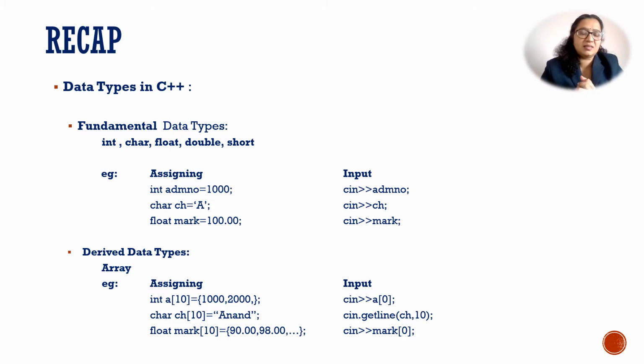Here there are some fundamental data types: int for integers, char for characters, float for decimal values, and double and short are some modifiers of these.